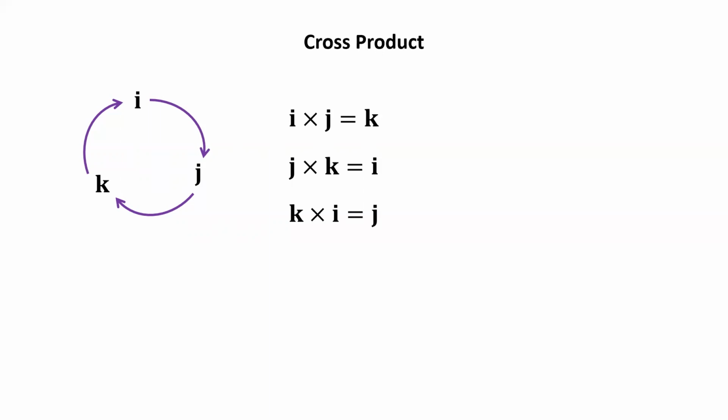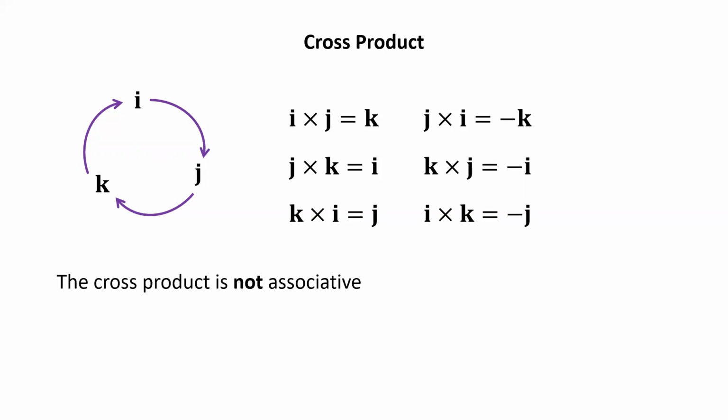Now, using the anti-commutativity of the cross product, we have that j cross i is negative k, k cross j is negative i, and i cross k is negative j. So when you go in the reverse direction from where the arrows are pointing, you wind up with the negatives of the answers.